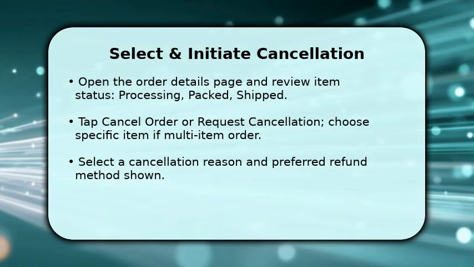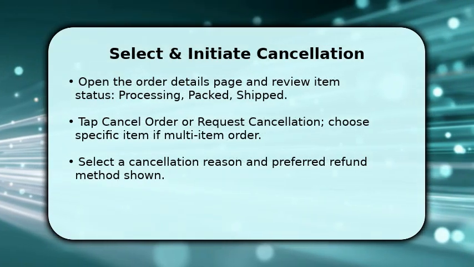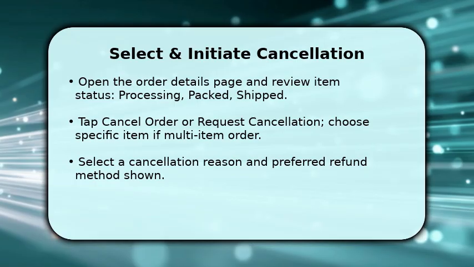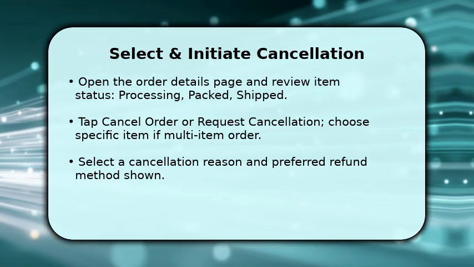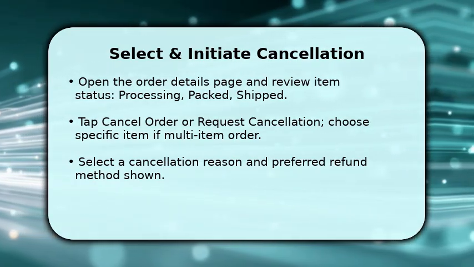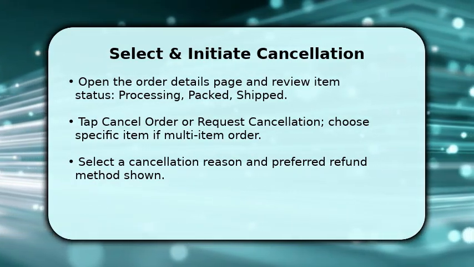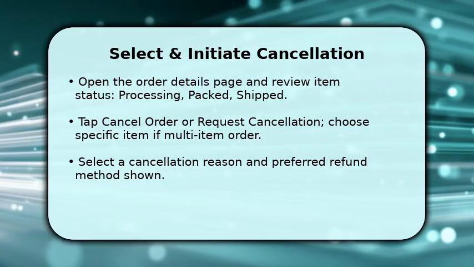On the order details screen, note the status. You can usually cancel if it shows processing or packed, but not after shipped. Tap Cancel Order or Request Cancellation. If the order has multiple items, pick the exact item quantity to cancel.